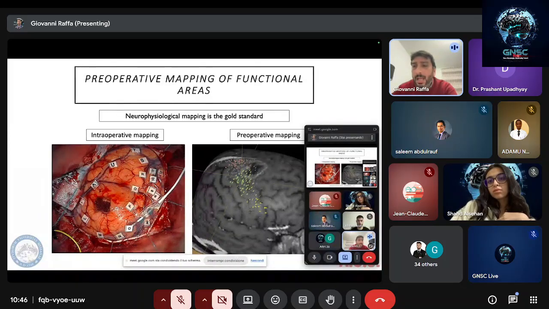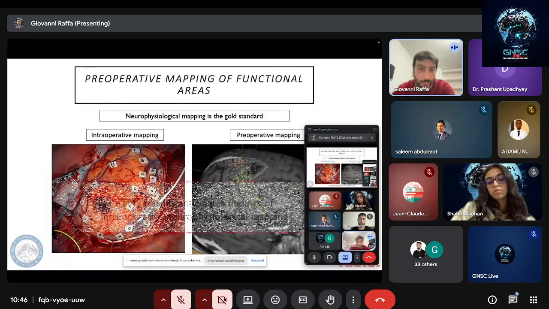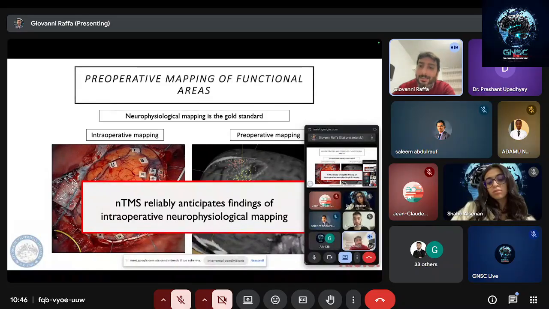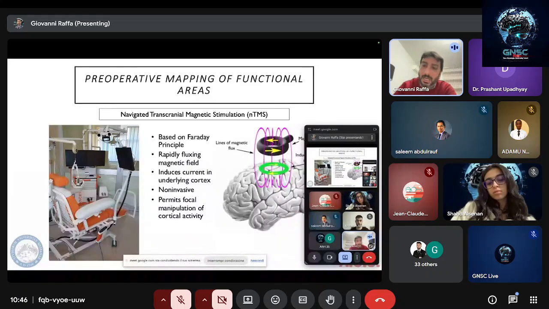So we can get the information about the relationship between the tumor and the motor network, the language network, just before surgery. So we can enter the OR very confident about what we want to do during tumor resection. So NTMS anticipates the findings of intraoperative mapping, and can allow for a faster recognition of eloquent structures.